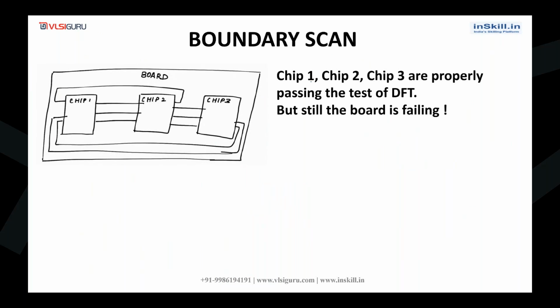Chip 1, chip 2, chip 3 are properly passing the DFT test, but still the board is failing. What is written here is, first, chips will be manufactured.